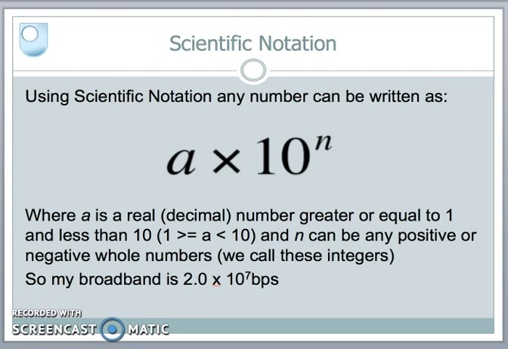So in my home, my broadband speed is 20 megabits. Mega is 10 to the 6, so therefore 20 times 10 to the 6. If I want to turn this into scientific notation, I will move my decimal point one place to the left to get 2, and if I've moved my decimal point one place to the left, I add 1 to the power of 10, so 10 to the 6 becomes 10 to the 7. So my broadband speed can be represented in scientific notation in the form 2.0 times 10 to the power of 7 bits per second.